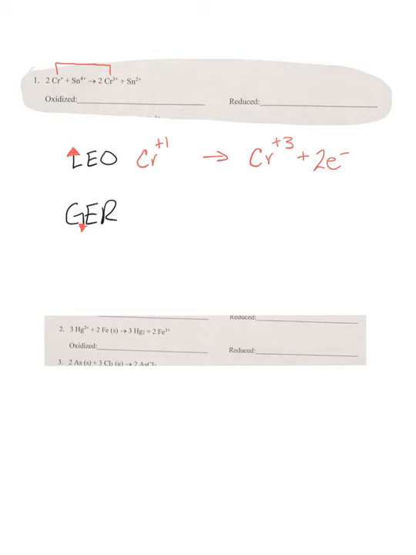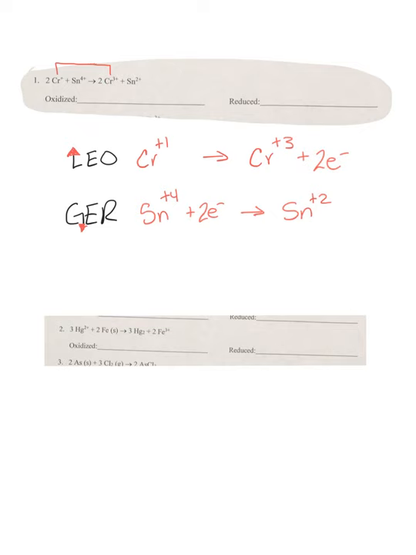All right, now I'm going to do the Sn. The Sn went from a +4 to an Sn +2, and you can see that the Sn gained 2 electrons. Here's the +4, and it gained 2 electrons to become a +2. So I'm going to put those 2 electrons in here, and we are done.